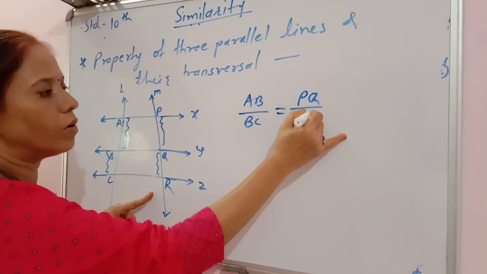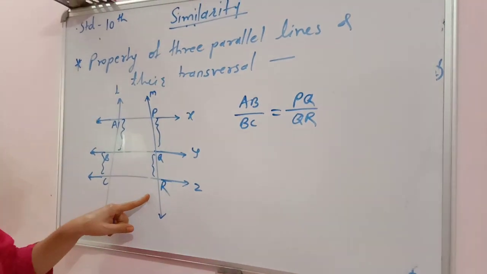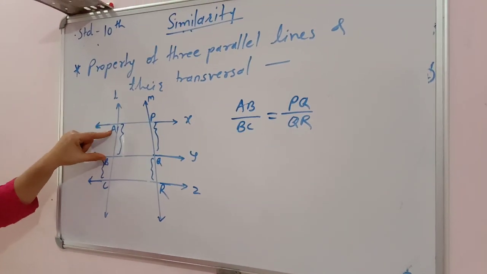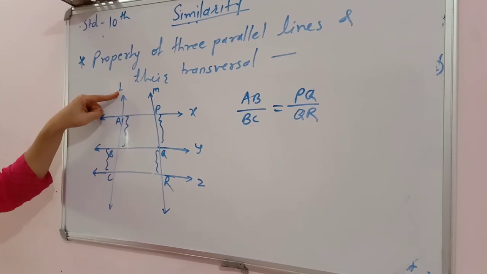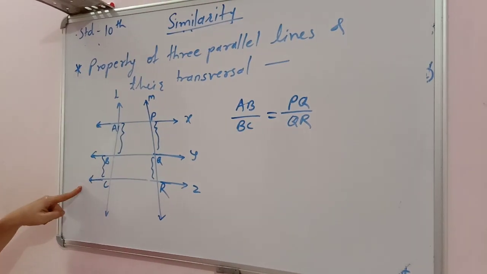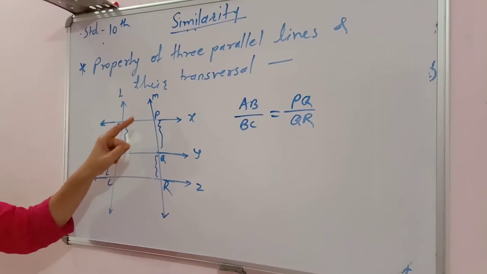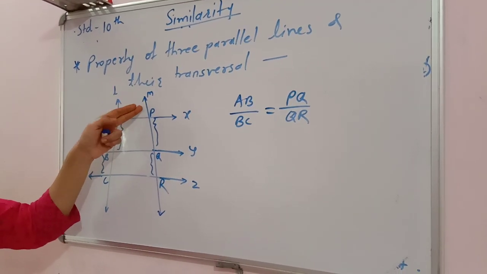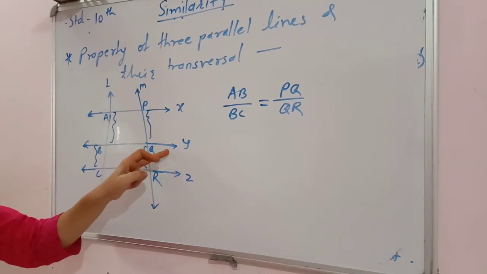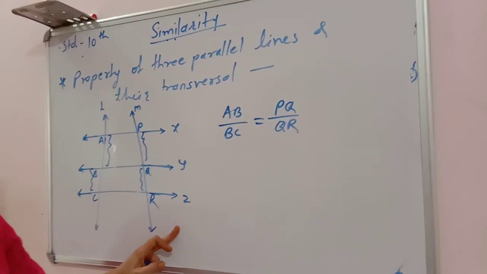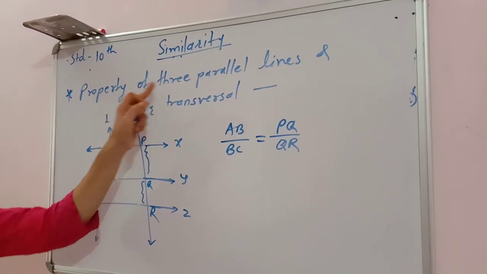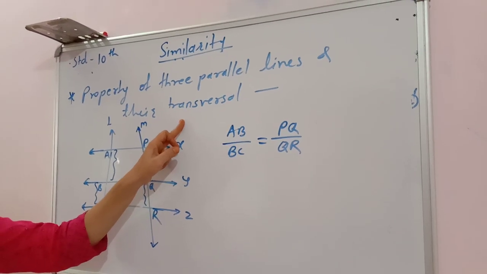PQ upon QR. So this property says that the ratio of the intercepts made by a transversal on three parallel lines is equal to the ratio of the corresponding intercepts made by another transversal on the same three parallel lines. So this is the property of three parallel lines and their transversal.